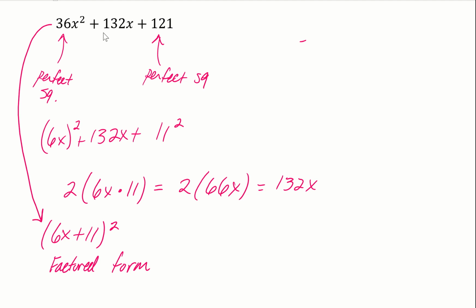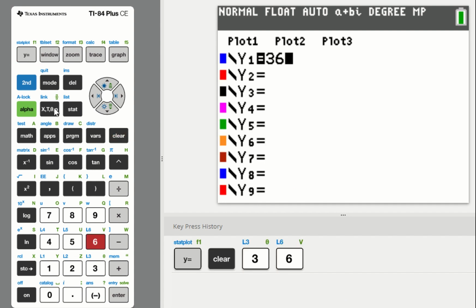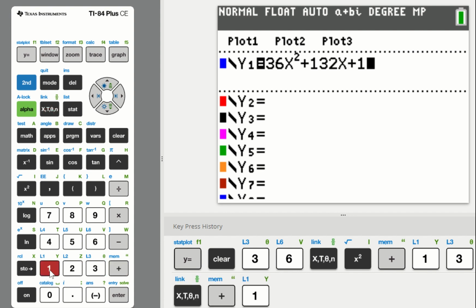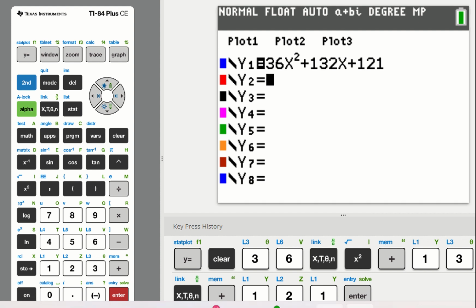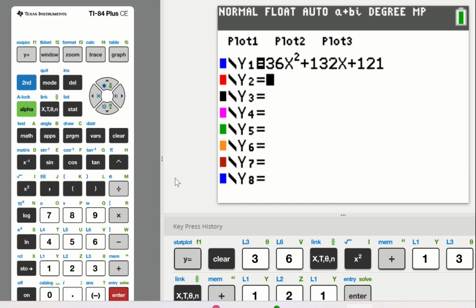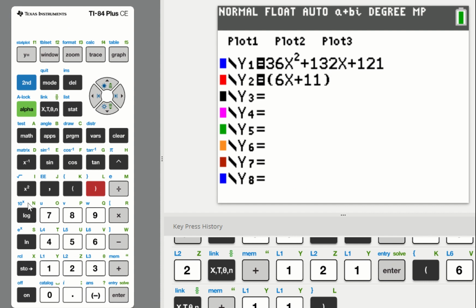You can check if your factoring is correct using your calculator. And the way you do that is I'm going to go to y equals, and I'm going to type my original expression, 36x squared plus 132x plus 121. In my second y equals, I'm going to type my factored form, so 6x plus 11 quantity squared.